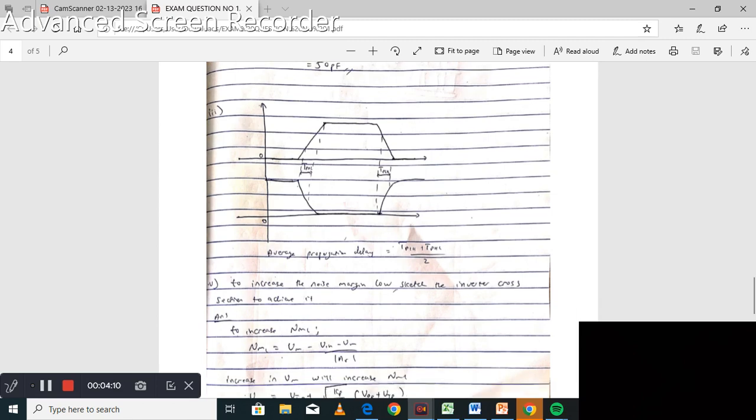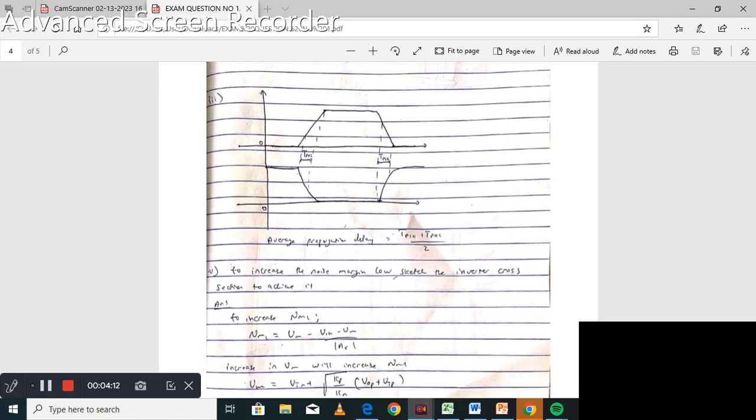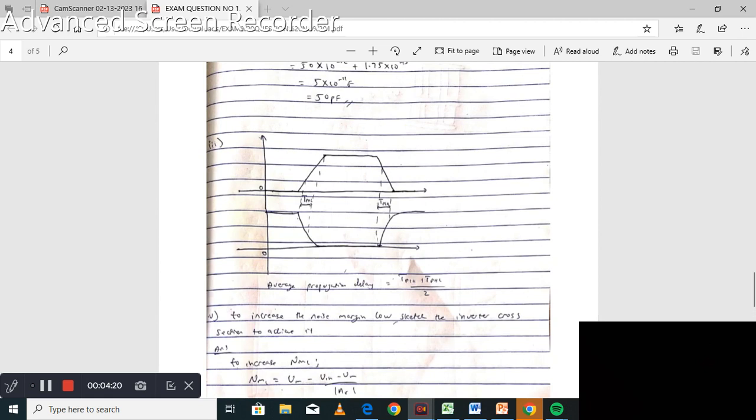This fourth question says, sketch the input output pulse passing through the inverter showing propagation delay approximations. So here, this is the input curve. This is when it goes from low to high, and this is when it comes from high to low. Right here, this distance here is the propagation delay. Now, since this is the input signal, this is the output signal.